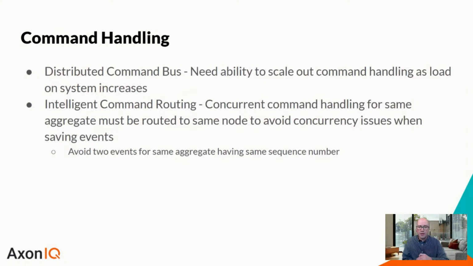You're also going to need intelligent command routing. So when you get two commands for the same aggregate, we need those to be routed to the same node so that we can avoid any concurrency issues when saving our events. So really what we want to do is avoid having two events for the same aggregate ending up with the same sequence number. We want them to be processed in order. This also lets us leverage aggregate caching so that we aren't having to go back to the event store constantly to say, go get me all the events for this aggregate. That can reduce the load on our event store quite a bit as well if we set that up properly.